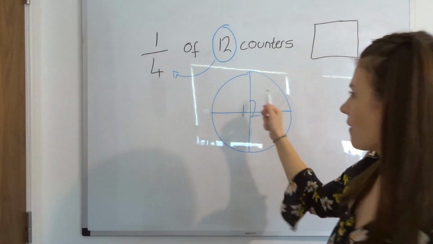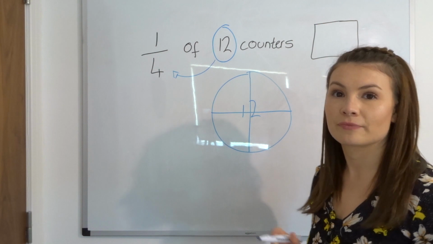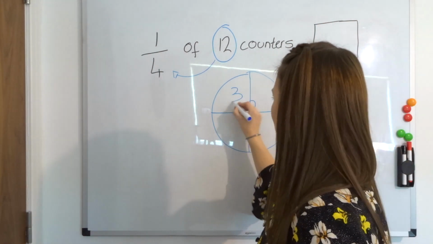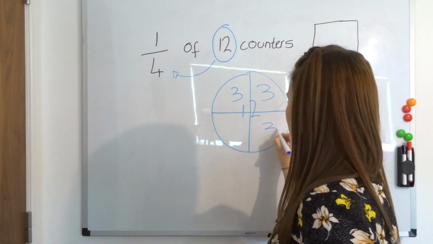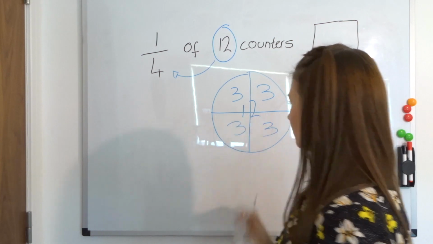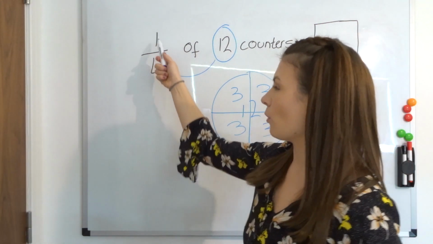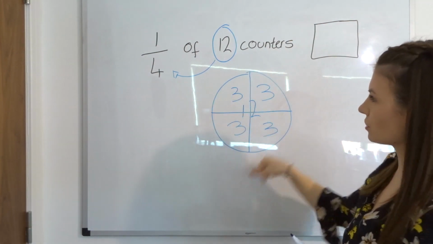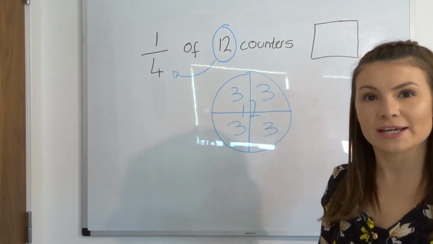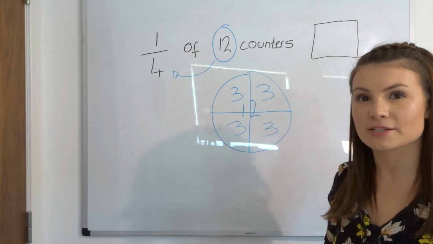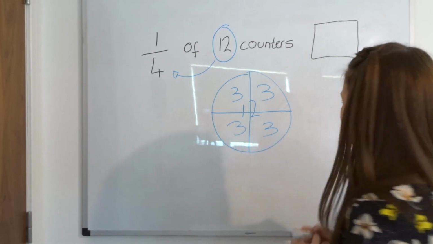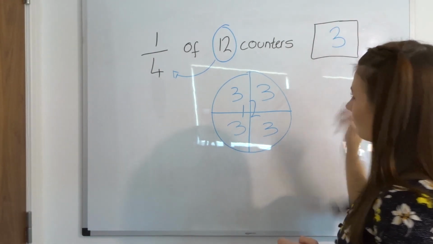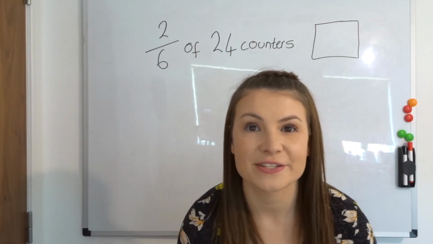How many counters are there in each section? 3, good, there are 3 counters in each section. It's only asking us to find out what 1/4 is. So in 1/4 of this whole circle, we've only got 3 counters. So what's our answer? Good, it is 3. Well done. Okay, so here is your next one.